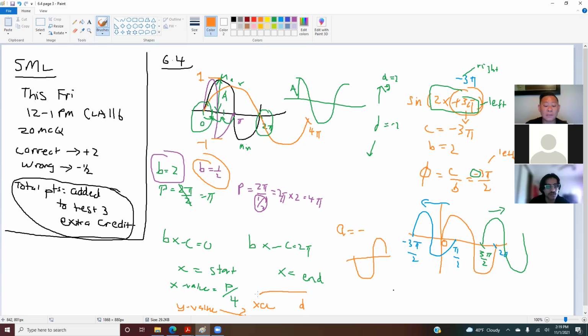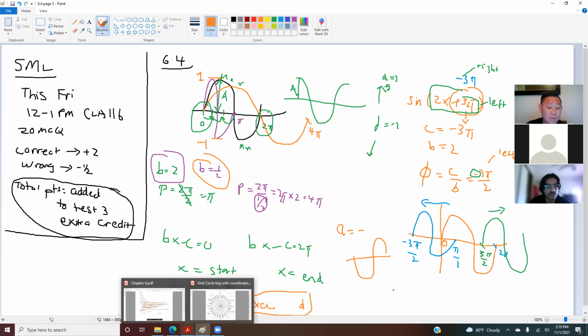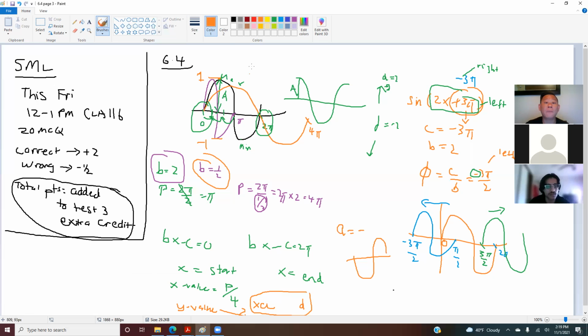And also it depends on the D. D means that you move the graph up and down. So this is very important, so I'm going to put it down here. This is how we graph your sine, cosine, secant and cosecant graphs. You will need bx minus c equals 0 and 2 pi, where it starts and ends, and then after each x value, you have to take the period divided by 4. And all the y values you have to multiply by your value of A, and then you add or subtract the D value.